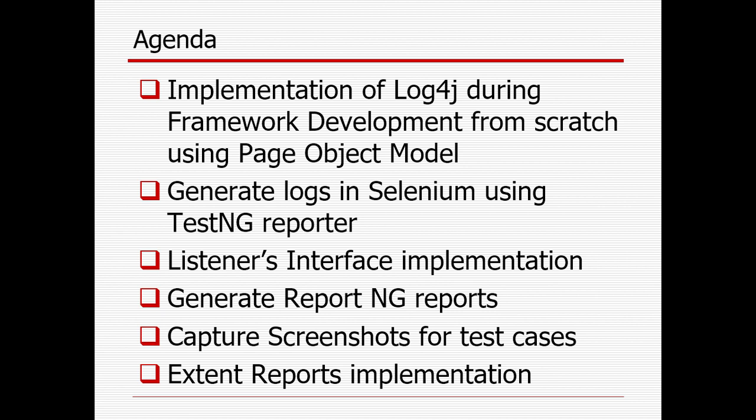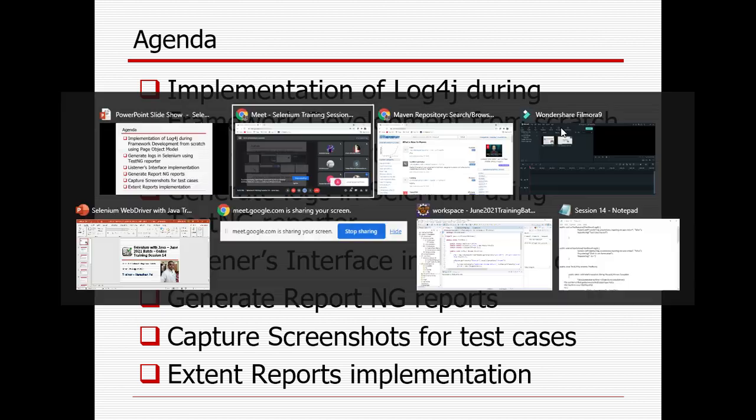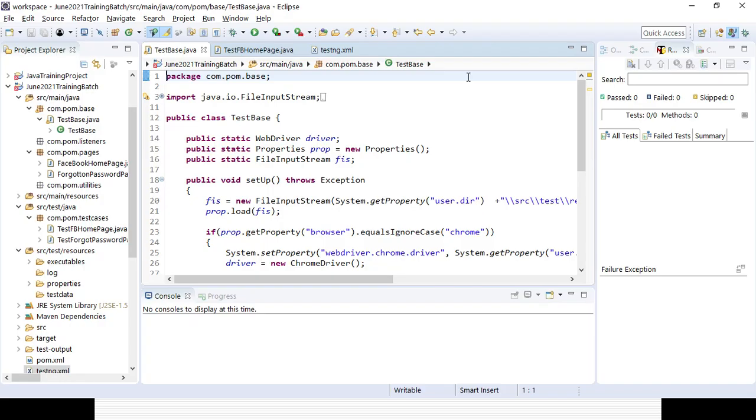So in the previous sessions, when I started the framework development from scratch with the help of page object model, I already covered the basic structure of the framework. First, you need to create the Maven project. After the project is created, different folders will be created: src/main/java, src/test/java, src/main/resources, src/test/resources.